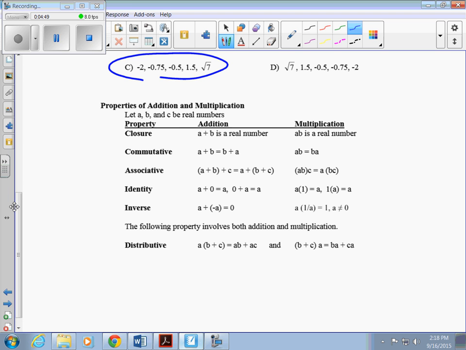The identity for addition is A plus 0. So what number can you add to not change it? That's 0. So A plus 0 equals A, or 0 plus A equals A. And then for multiplication, it's 1.